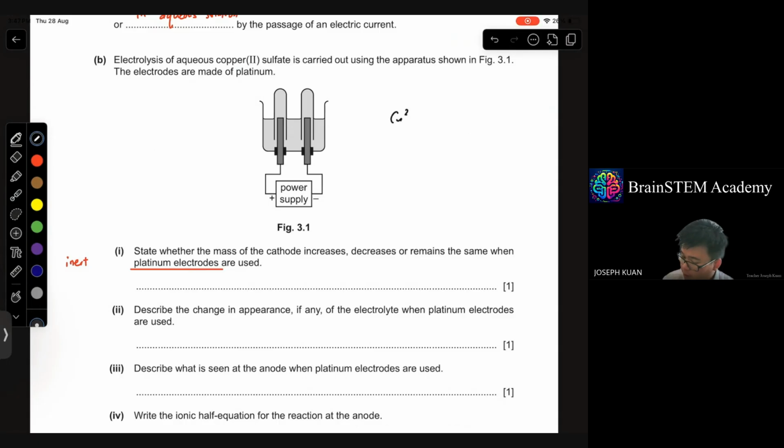So our copper 2 sulfate here, okay, that's coming from a solute, and then it's an aqueous solution. That means there's water, which contributes to hydrogen and hydroxide ions. Now, at the cathode, reduction happens.